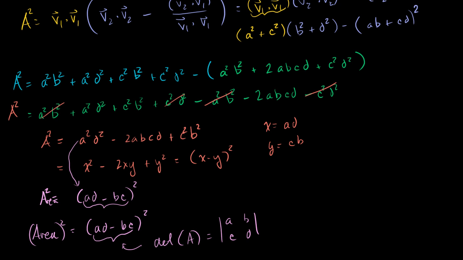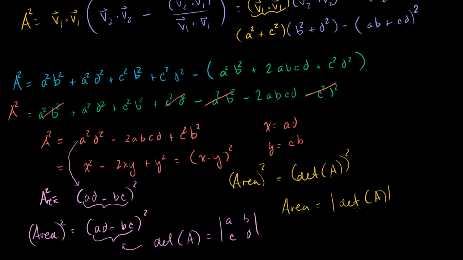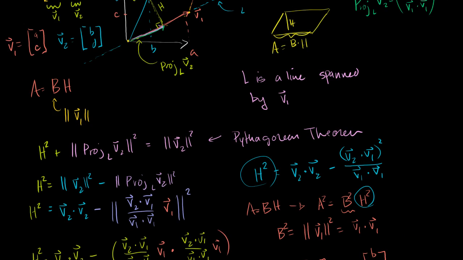So this is exciting. The area of your parallelogram squared is equal to the determinant of the matrix whose column vectors construct that parallelogram, squared, which is equal to the determinant of your matrix squared. Or if you take the square root of both sides, you get the area is equal to the absolute value of the determinant of A, which is a pretty neat outcome, especially considering how much hairy algebra we had to go through.